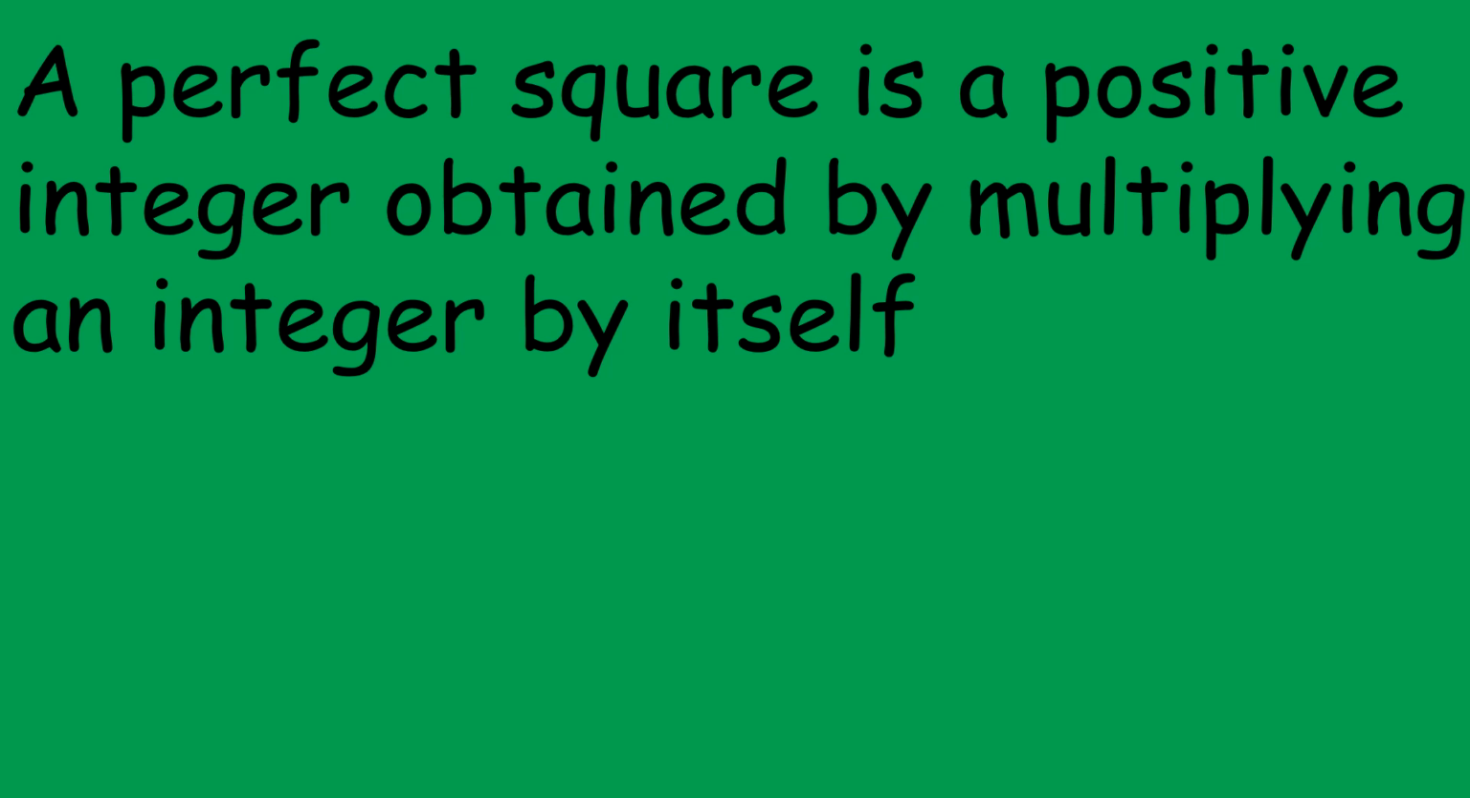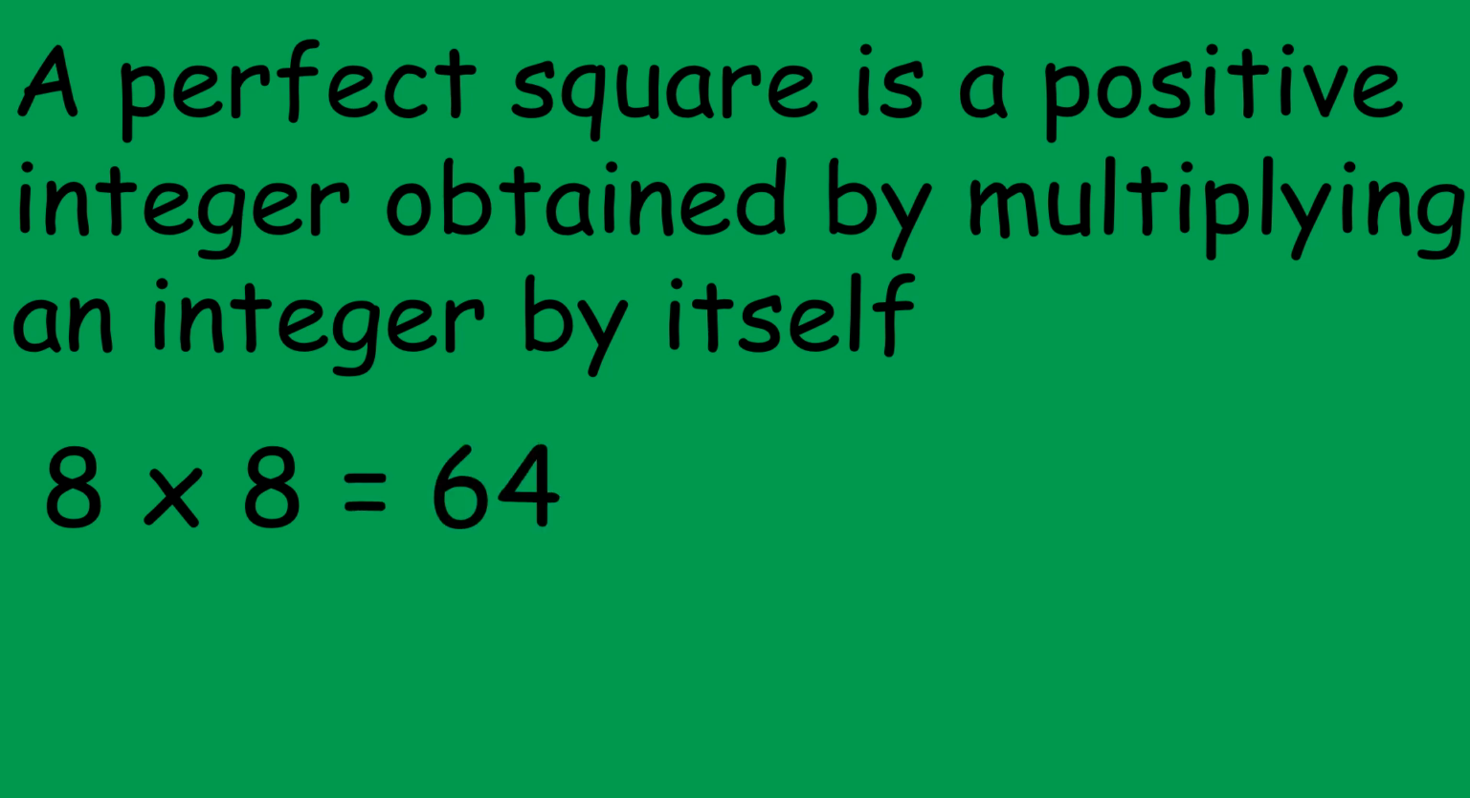So we say a perfect square is a positive integer. Take note that in this particular case, we are talking about a perfect square as being a positive integer, but it's obtained by multiplying an integer by itself. That is, the integer multiplying itself could either be positive or negative, but the end result is a positive integer, and that positive integer is the perfect square. Let's look at examples.